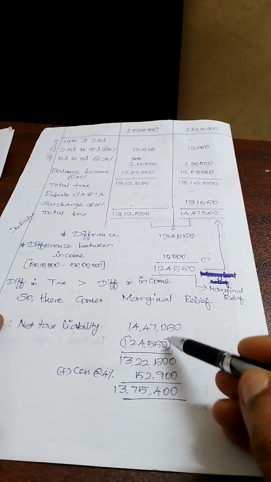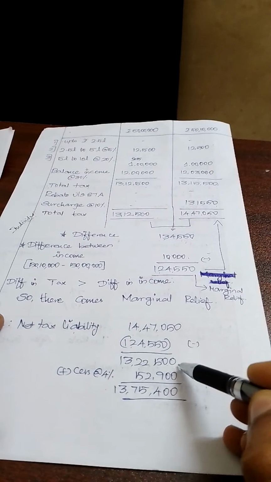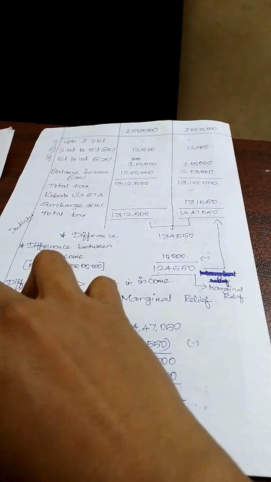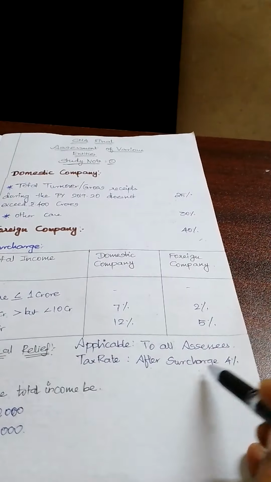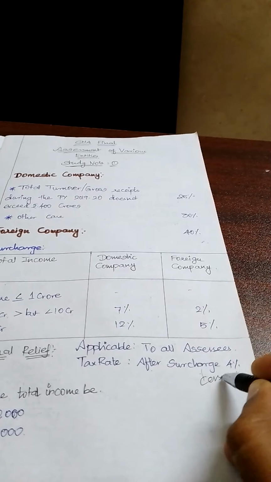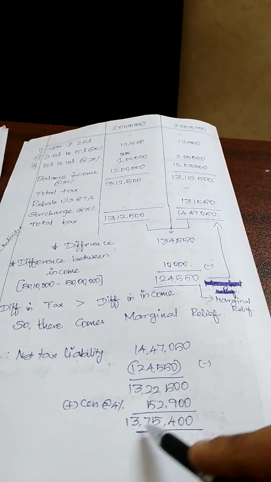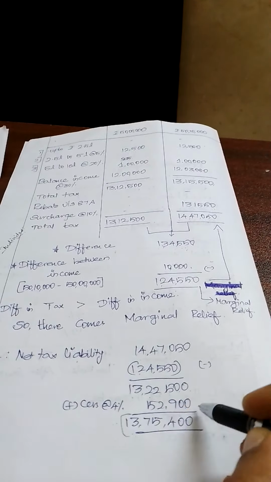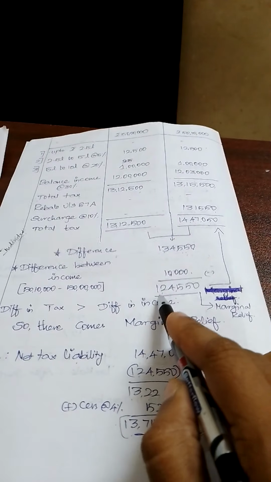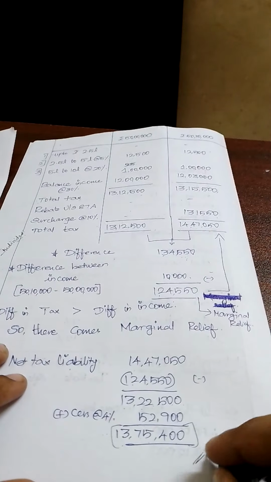After that the tax is 13,22,500. Then we will have cess, because cess comes after surcharge. I'll remind you, after surcharge the cess will be 4%, which is 52,900. So the total comes to 13,75,400. This is the actual tax amount, and the marginal relief will be 1,24,550. Okay, so we will end the class here.